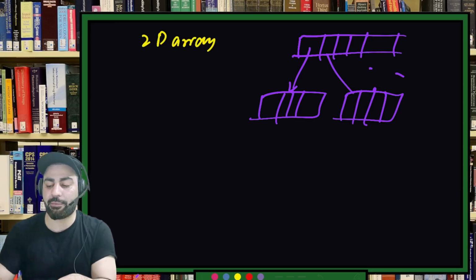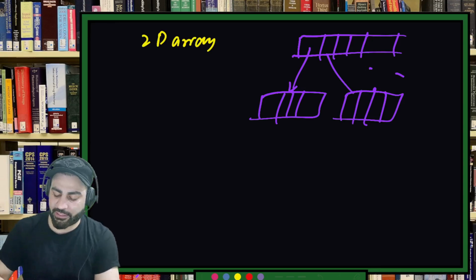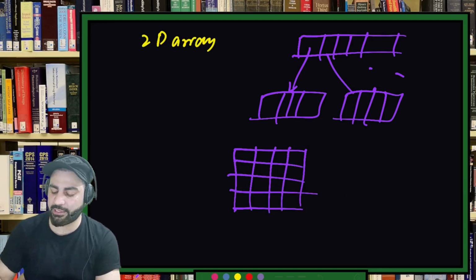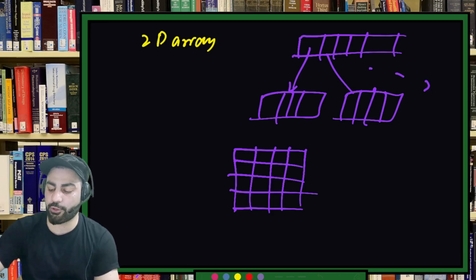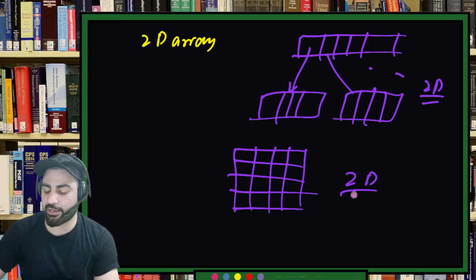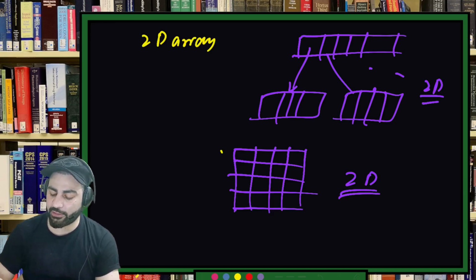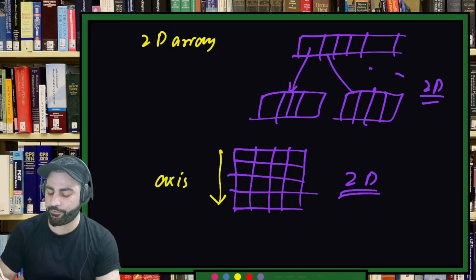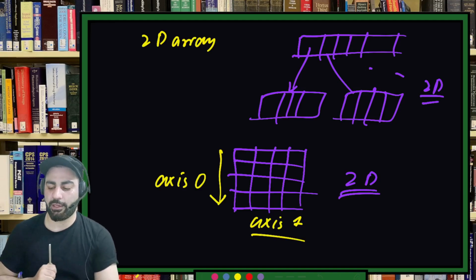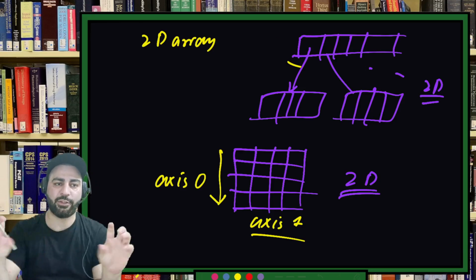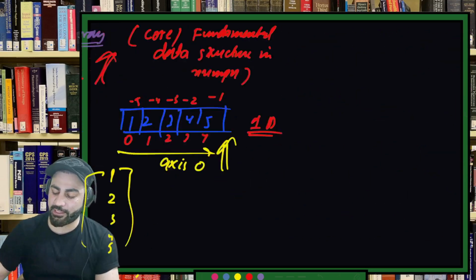Or you have another pictorial representation: you can just think of it like a matrix. This again is a 2D array. Here this also is a 2D array, and this also is a 2D array. These are representations of 2D arrays. Now you will call this axis 0, and this axis 1. The first is how many elements you have, and within each element you have this.